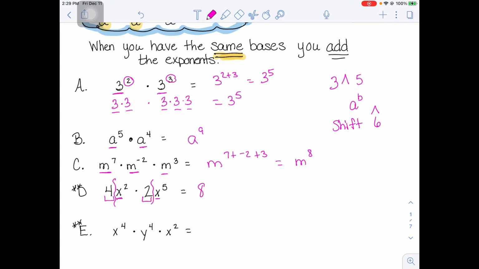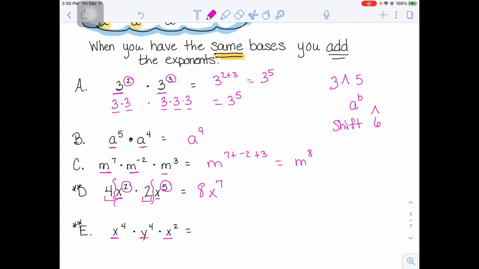So we just deal with the numbers like regular. And then we have x, the same base, and we're going to add the exponents. So we get 8x to the 7th. So notice on example E, we have a base of x, a base of y, and a base of x.